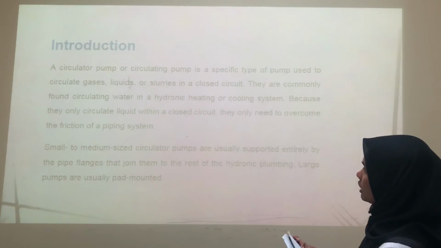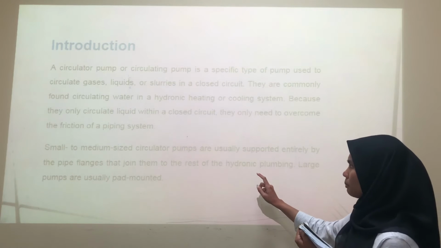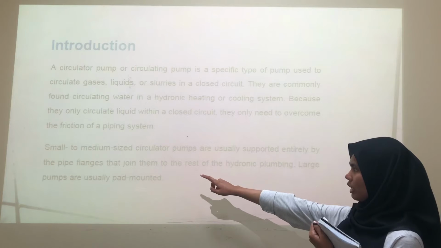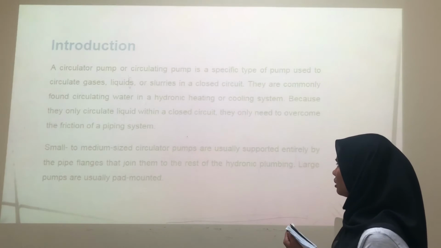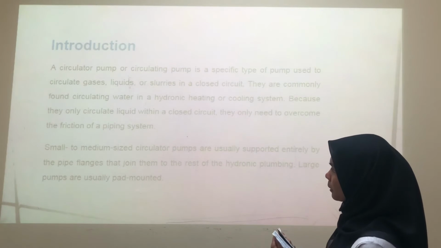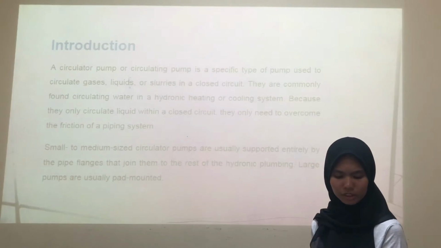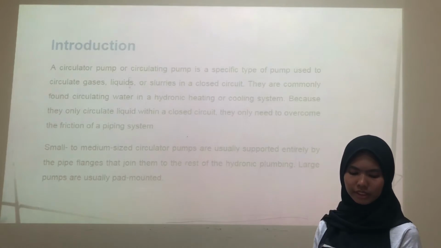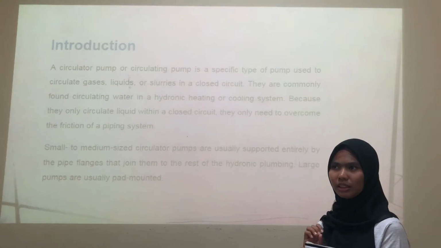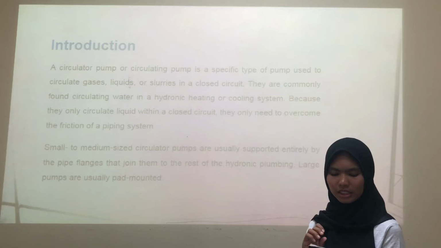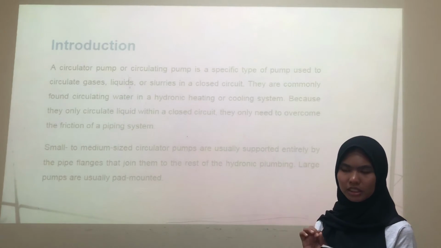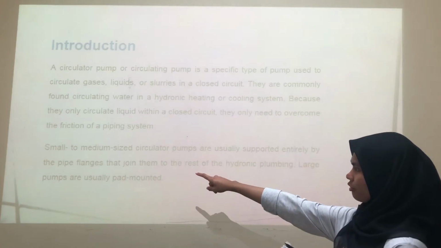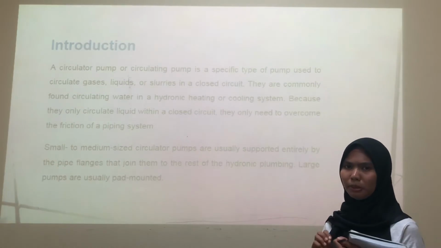Okay. Sini dicakap small to medium size circulator pumps are usually supported entirely by the pipe flange that join them to the rest of the hydronic plumbing. Large pumps are usually pad mounted. Maksudnya, saiz untuk pump circulate ni biasa bersaiz kecil hingga sederhana, and biasanya disokong sepenuhnya oleh pipe. Kat sini dia cakap flange tu, maksudnya bibir pipe.